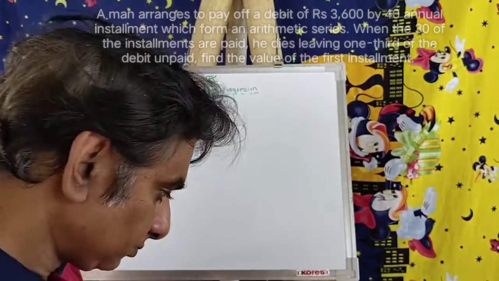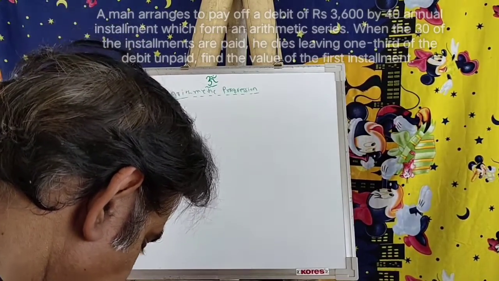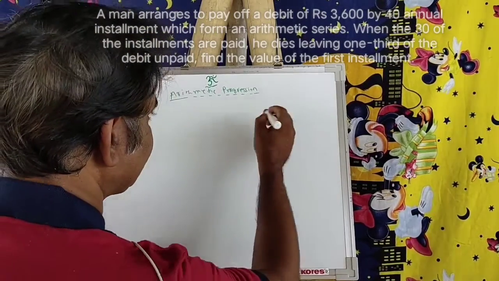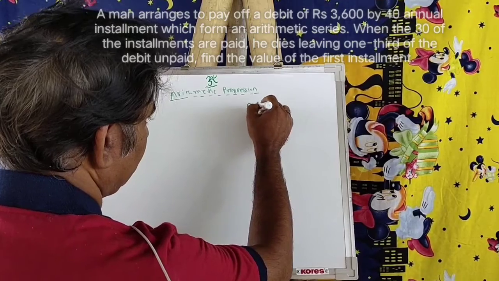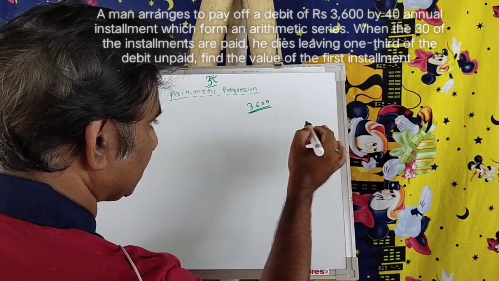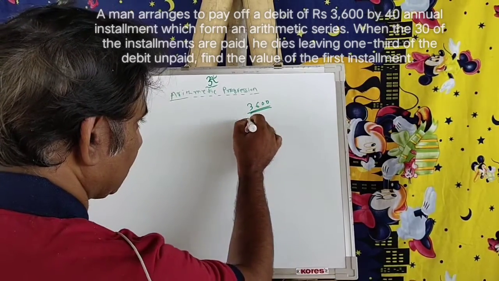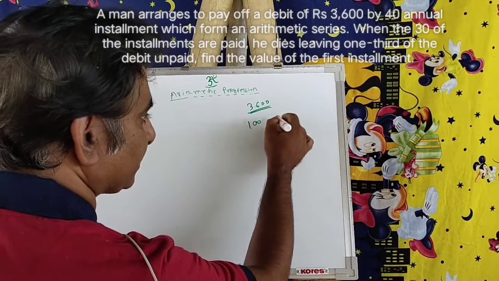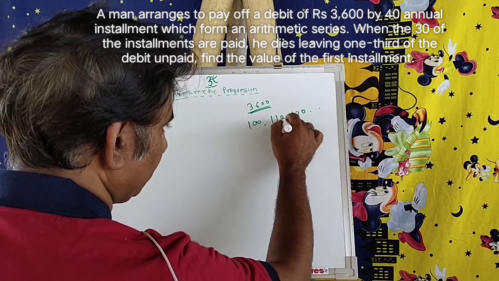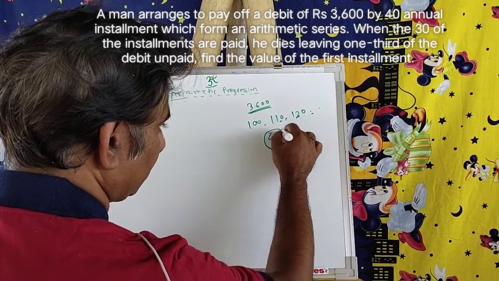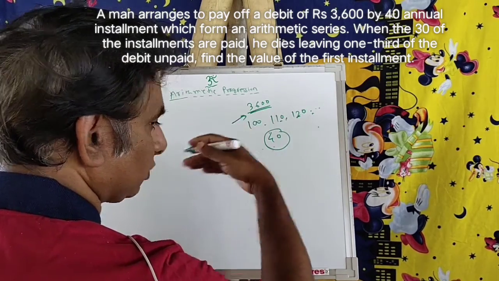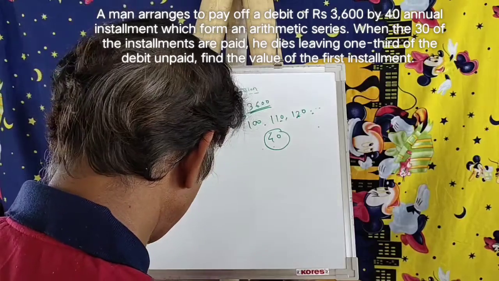So I am going to explain this. A man, what is his planning? A man made a plan that he has to pay rupees 3,600. He wants to pay the debt to the bank or whatever it is by making an arithmetic series. That means think that the first time he pays 100 rupees, the next time he would pay 110, next time he would pay 120, like that. In that way 40 installments will be paid and the debt will be completely finished. That was his plan.